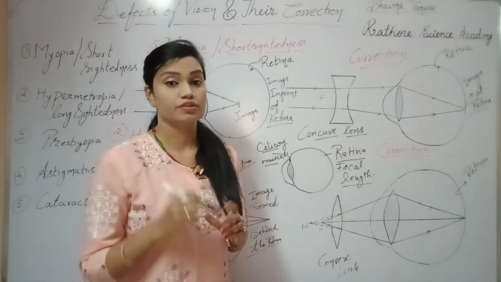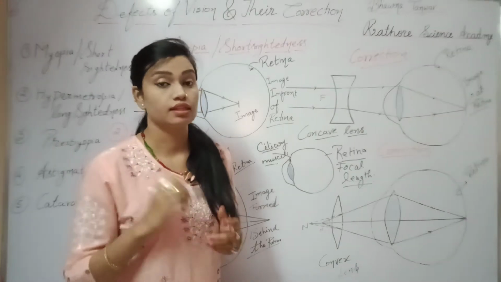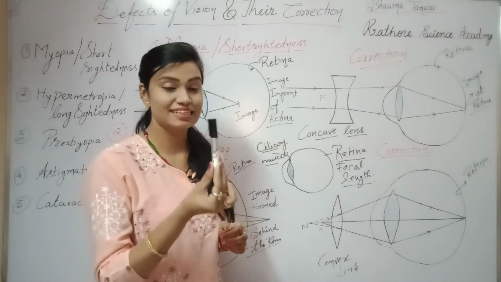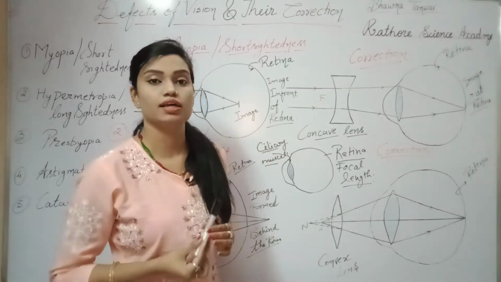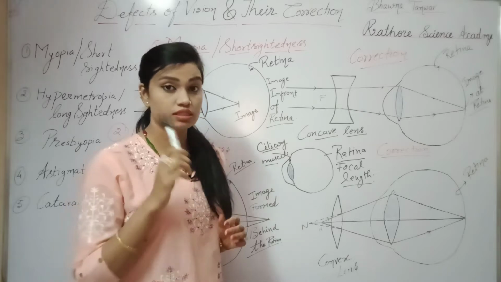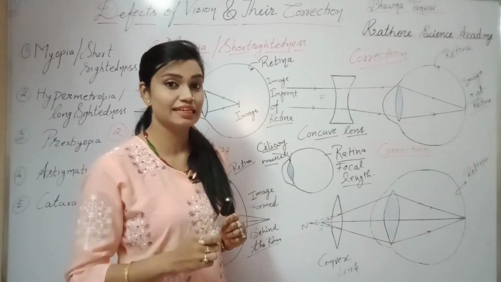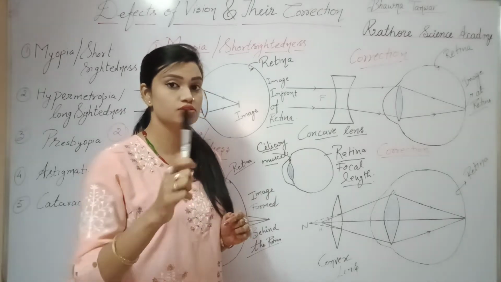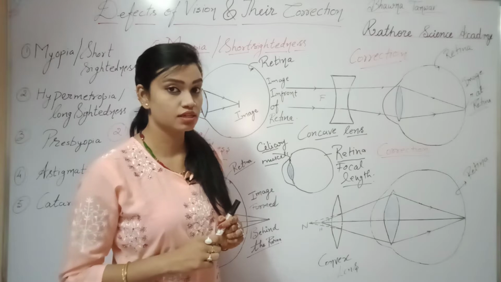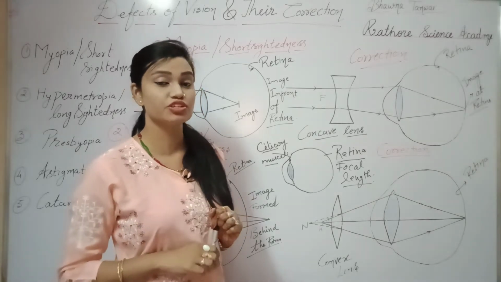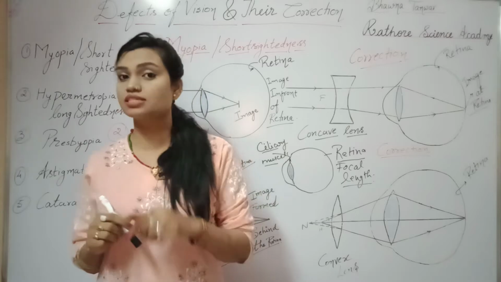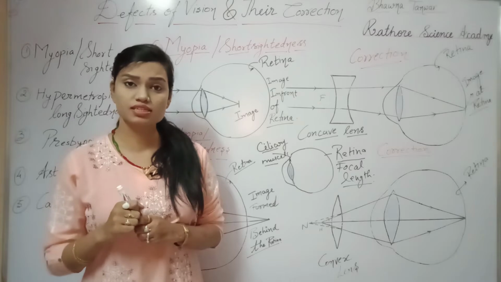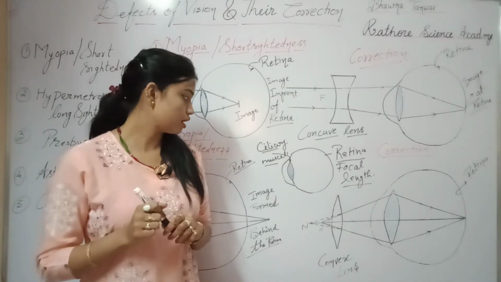For example, if someone wants to see a far object, then the focal length of the eye lens will increase. And if someone wants to see a nearer object, then the focal length of the eye lens will decrease. So this property of the eye lens to increase or decrease its focal length according to the distance of the object is known as, yes, power of accommodation. In our previous video, we have discussed power of accommodation.